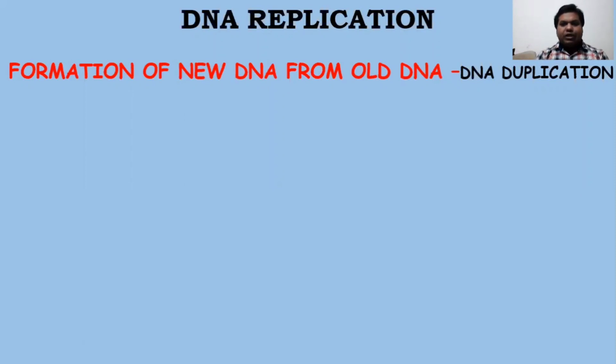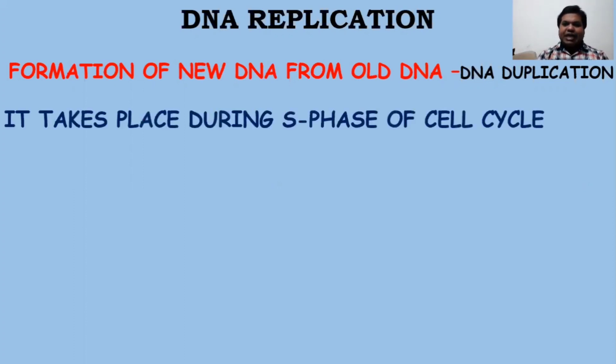DNA from an old DNA. This can also be called DNA duplication. It takes place during S phase of the cell cycle. Now, when I say S phase, what does it mean? Synthesis phase of the cell cycle, right? Which is a part of interphase.